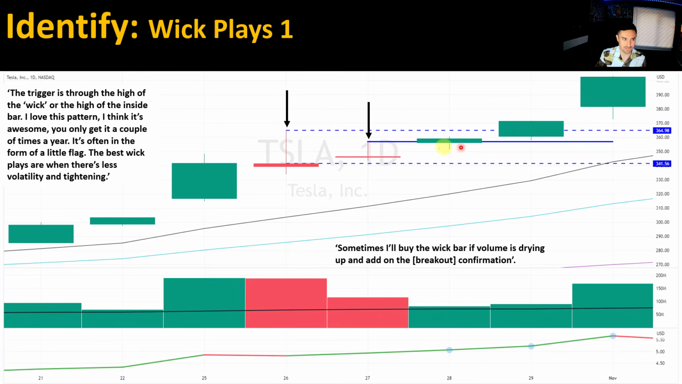So wick plays, you've probably heard of this. What on earth is a wick play? The trigger is through the high of the wick or the high of the inside bar.